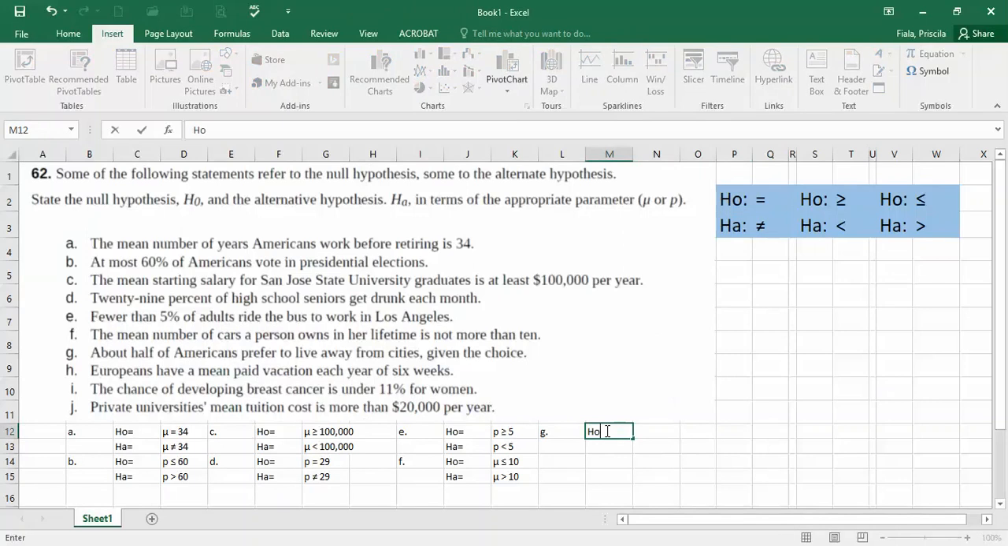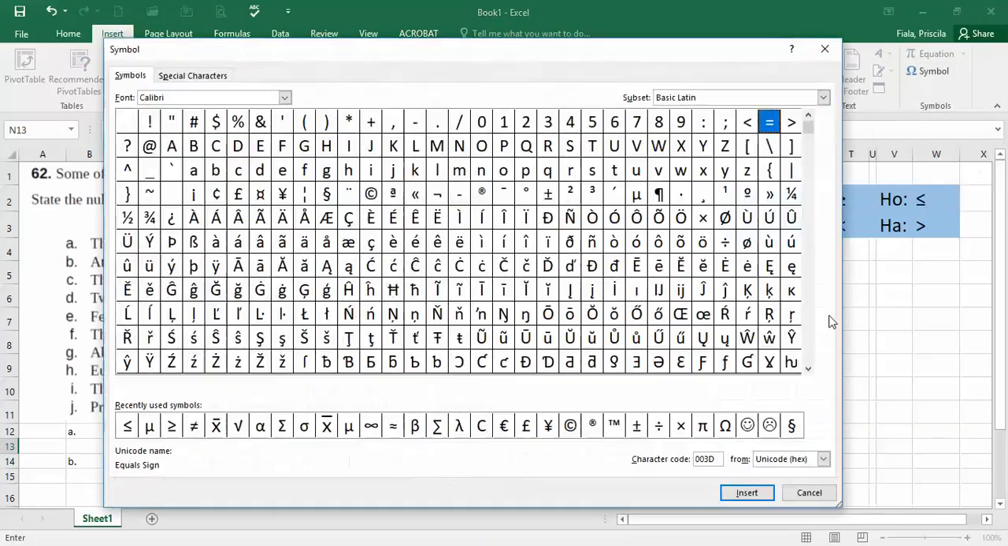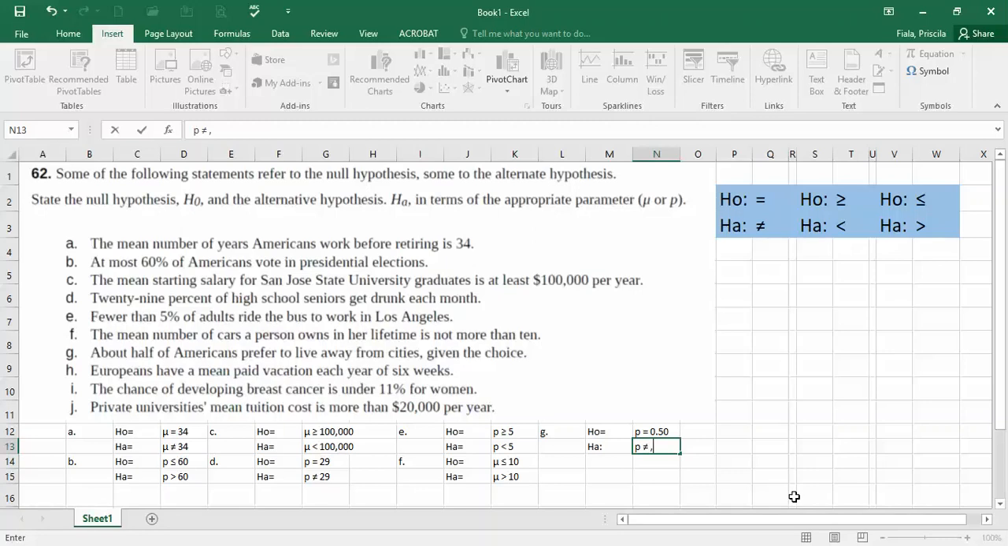So my null hypothesis is going to be that my proportion equals 50%. Therefore, my alternative hypothesis is going to be that my proportion is different than 50%, since the null hypothesis equals. The claim is this one right here. Let's start. Let's try H.